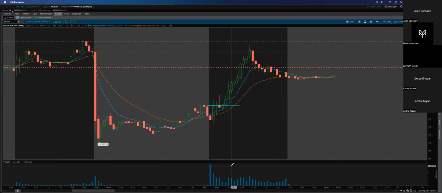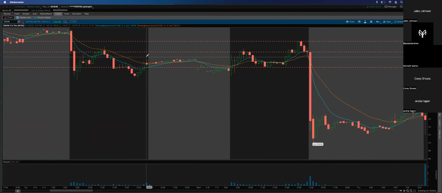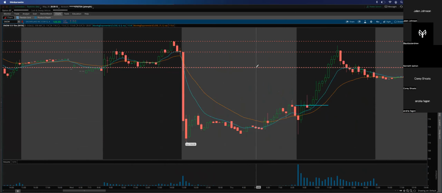I would have drawn my PT at 130. Let's go make your levels. Was 130 a level? It was a psych level. Your whole numbers are always going to be like your magnets. Just keep that in mind. So even if 130 might not be an automatic level right away, if a price gets to 130, a whole number, it's going to have some trouble at that level.